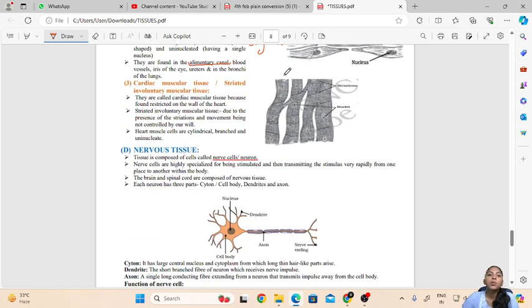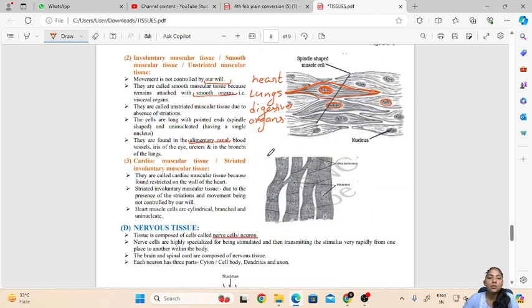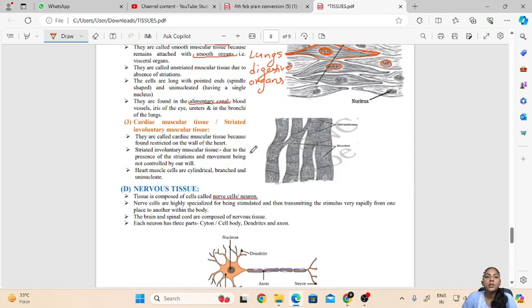The third type of muscular tissue is called cardiac muscular tissue or striated involuntary muscular tissue. Cardiac muscular tissue is usually found restricted to the heart, the organ heart. So it is usually found on the wall of the heart. It is not found anywhere else in our body.